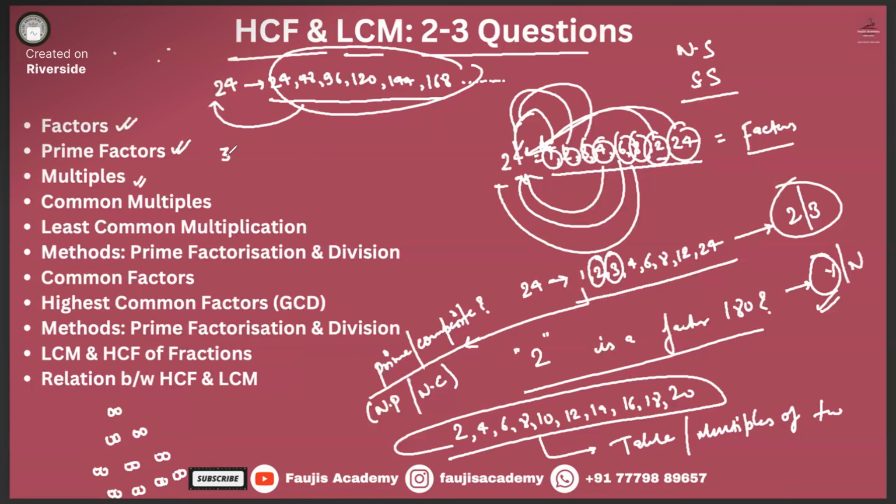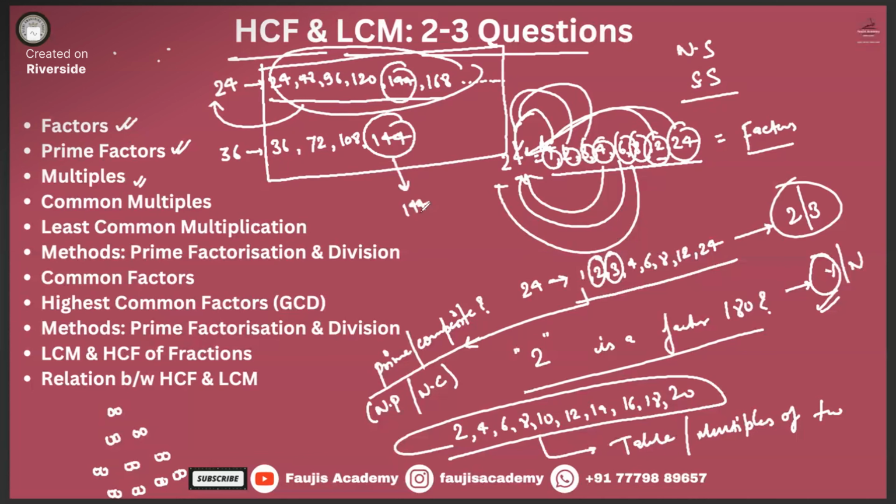Now let me introduce another number. Tell me, what number between these two is common? It's 144, right? So for these two, what is the common multiple? 144. Now what will be the next common multiple? It will be a multiple of this number itself. So one is 144, and the next one is 288, into 3 and so on.